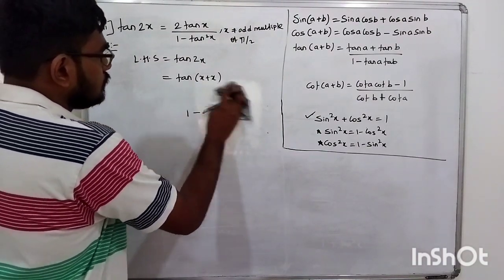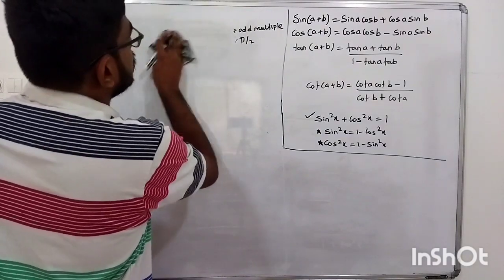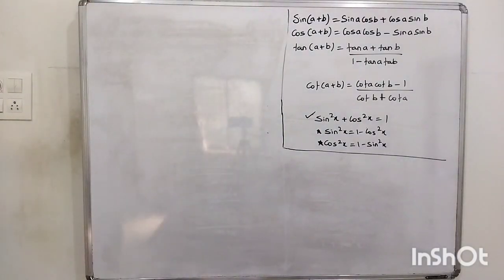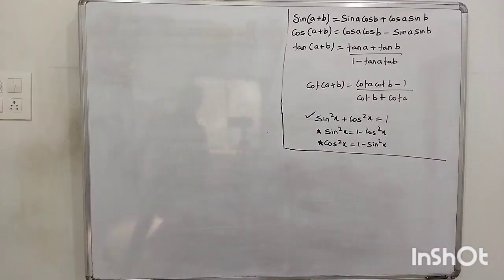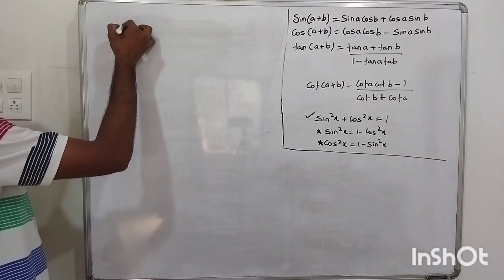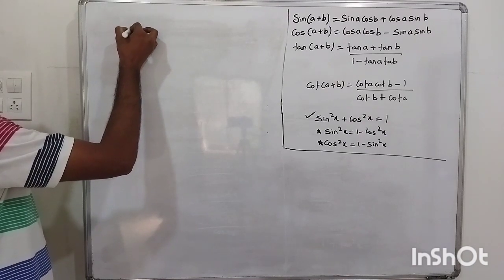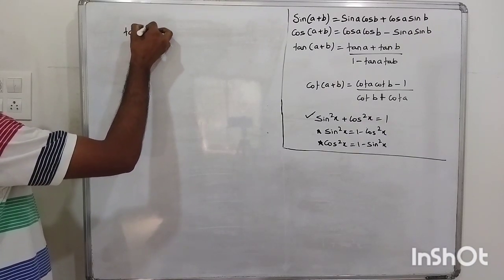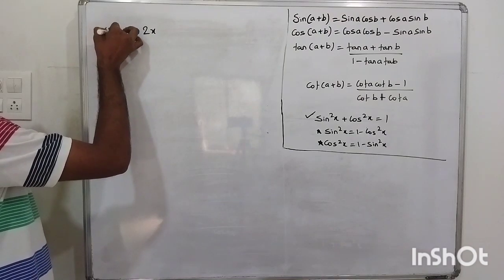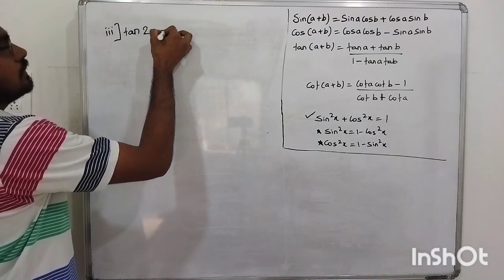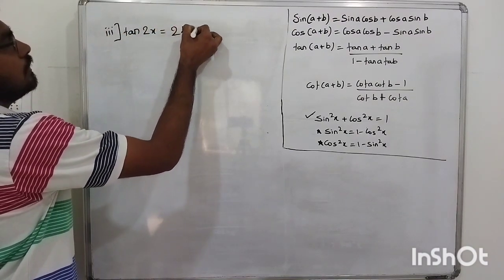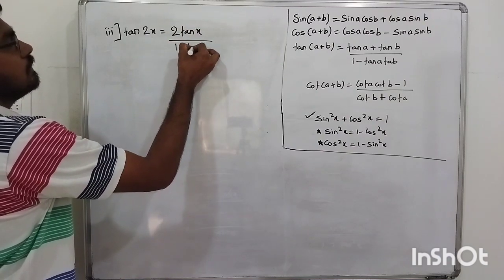Next we'll see the triple angle. Okay, so next we'll see tan 2x, the third one. Tan 2x is equal to 2 tan x upon 1 minus tan square x. This you have to prove.